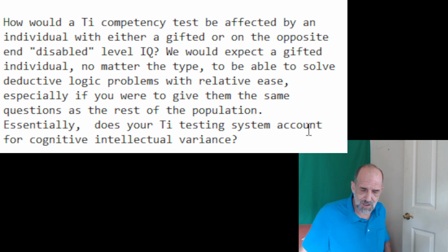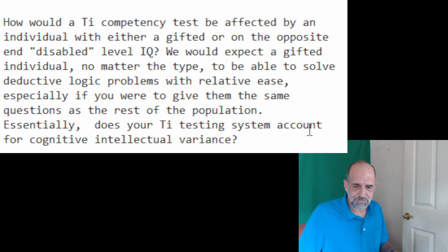Not true. ESFPs, ENFPs, no matter how gifted they may seem on certain metrics, will utterly fail those TI questions. And the reason is not because introverted thinking is the same thing as verbal reasoning. That's not why, and I'll get to what it is in a second. So does your TI testing system account for cognitive intellectual variance?